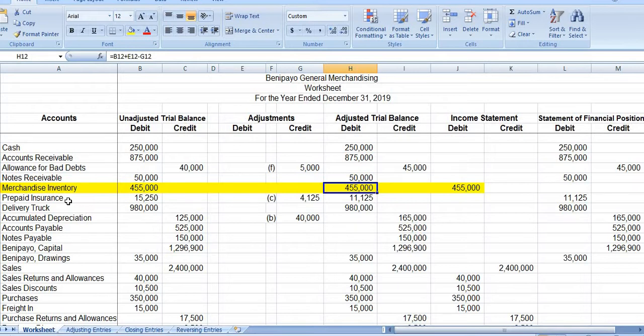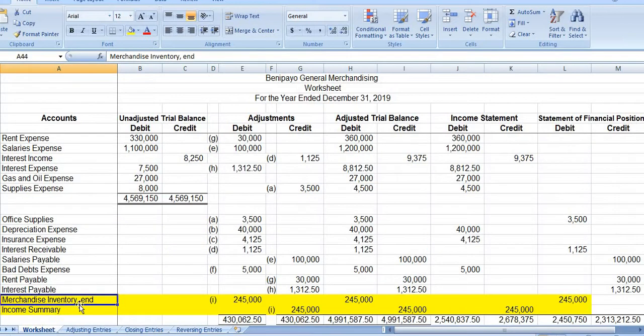Merchandise inventory beginning is part of the computation of the cost of goods sold or cost of sales. Remember? Merchandise inventory beginning, add net purchases to get the cost of goods available for sale. That is why this 455,000 beginning merchandise inventory must be forwarded to the debit column of the income statement in the worksheet. How about this merchandise inventory end? Where is this account found? In the statement of financial position or in the income statement?